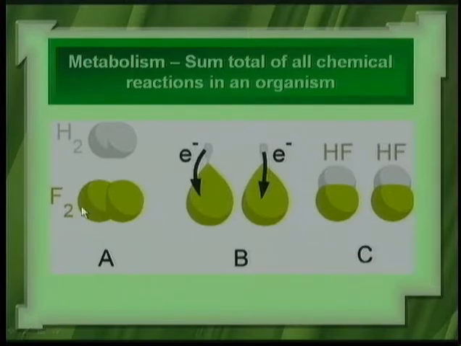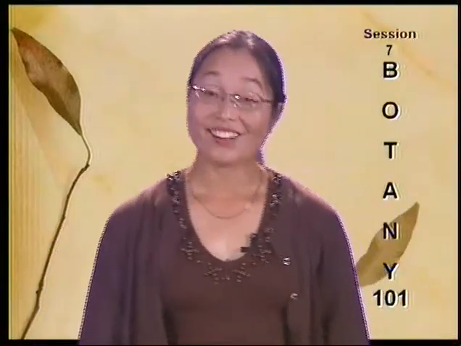Then these fluorines are actually being reduced because they're gaining electrons. So what you have in this chemical reaction is that you end up with hydrogen fluoride. You have one hydrogen atom and one fluorine atom each. So here you have an example of an oxidation or a redox reaction. Yes? Alrighty. Next, we're going to talk about enzymes.